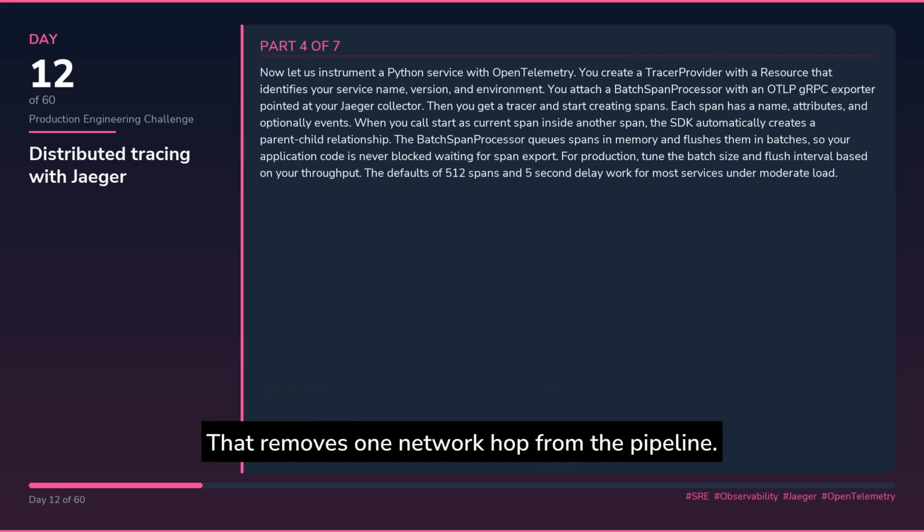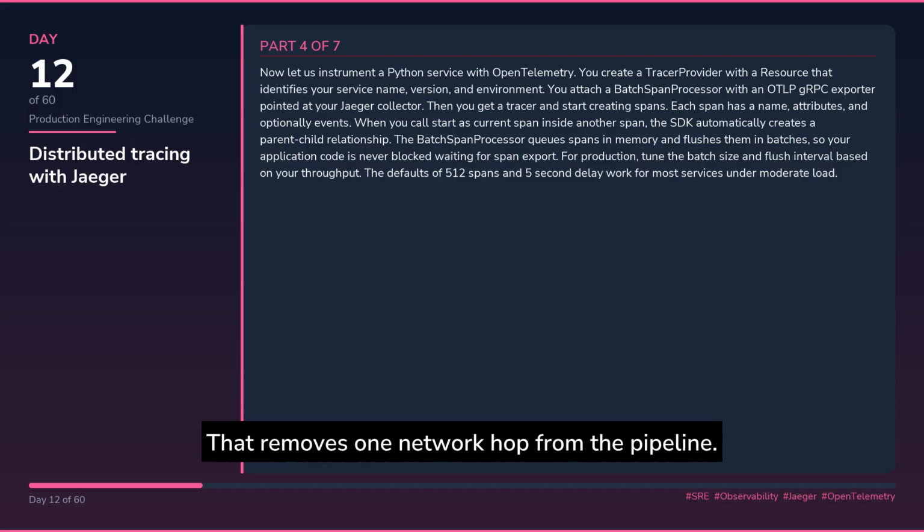Now let us instrument a Python service with OpenTelemetry. You create a tracer provider with a resource that identifies your service name, version, and environment. You attach a batch span processor with an OTLP gRPC exporter pointed at your Jaeger collector. Then you get a tracer and start creating spans. Each span has a name, attributes, and optionally events. When you call start as current span inside another span, the SDK automatically creates a parent-child relationship.